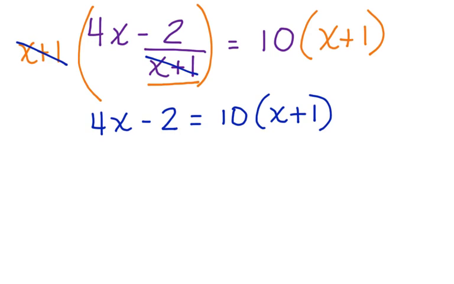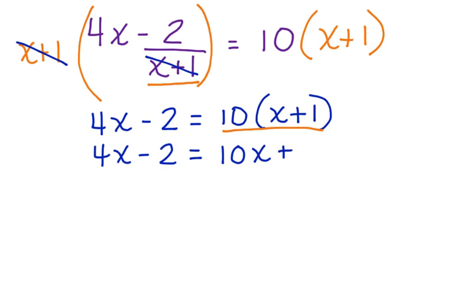Now eventually we want to solve this equation for x. However, we must use the distributive property on the right side to get rid of the parentheses. Bring down the 4x minus 2 equals 10 times x, which is 10x, plus 10. Now we can solve it like a multi-step equation.